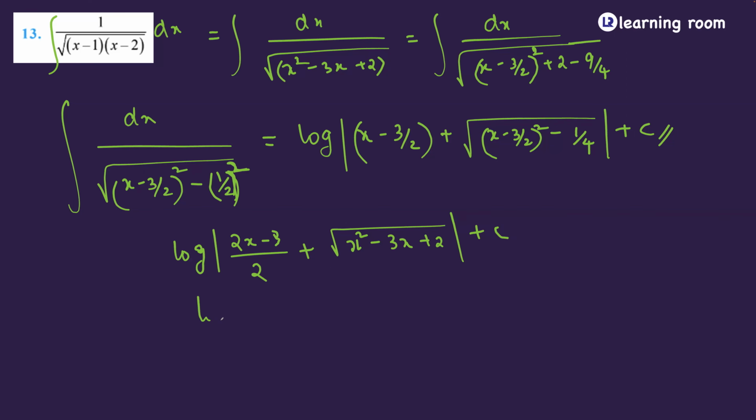And this will be log of mod 2x minus 3 plus 2 times root of x square minus 3x plus 2 plus c. Right? This will be the answer. So you can either write it in this way or this way.